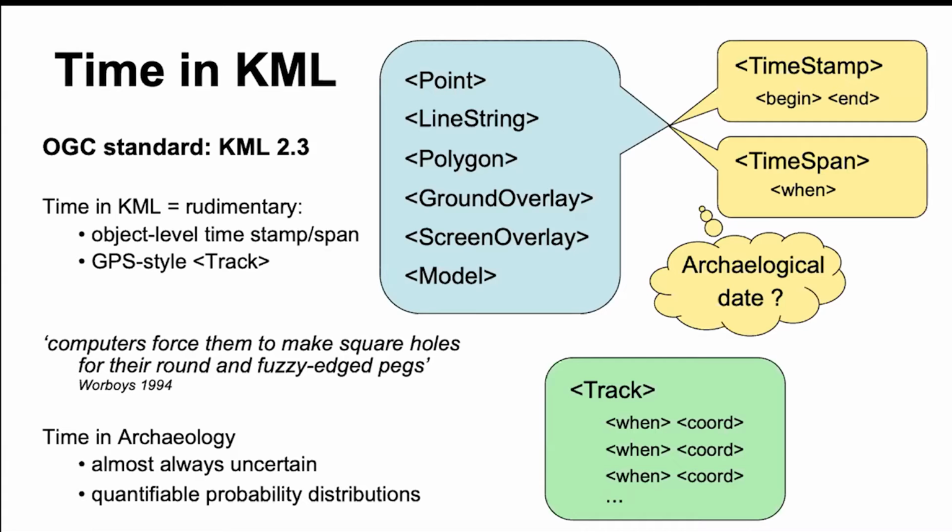So the idea of having more research-specific software is perhaps that it will help out with that. Time in archaeology is always uncertain, but we have quantifiable probability distributions. So my idea here is that maybe we could even think about a time primitive to add to these that would be an archaeological date, and I'll come back to that in a while.